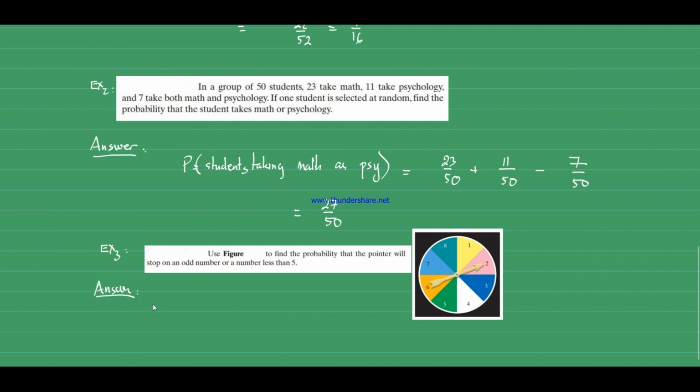So the probability of the two events, odd or number less than 5, will be the probability of the odd first. So how many odd numbers over here? You have 1, 2, 3, 4. 4 over 8, plus the probability of a number less than 5. So 1, 2, 3, 4. 4 over 8 also. Less than 5, we have 6, 7, 8. There's only 3 of them. 3 over 8.